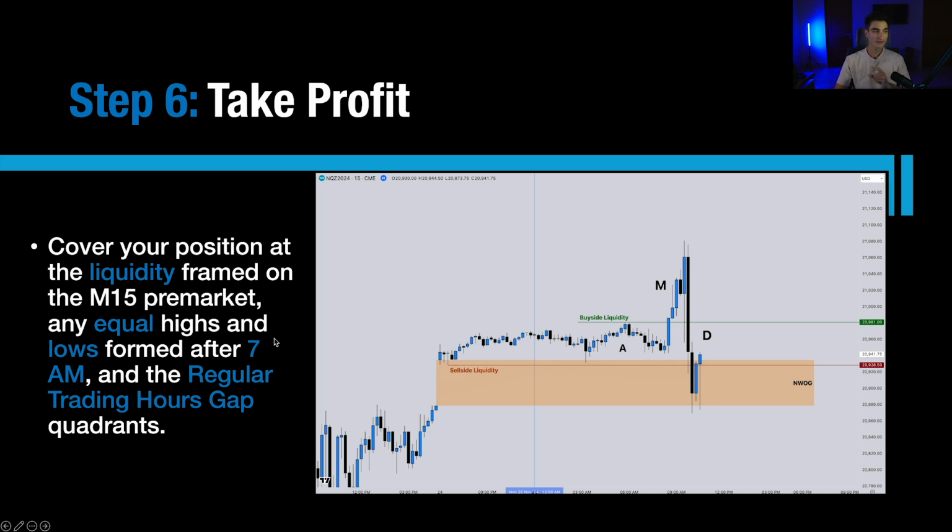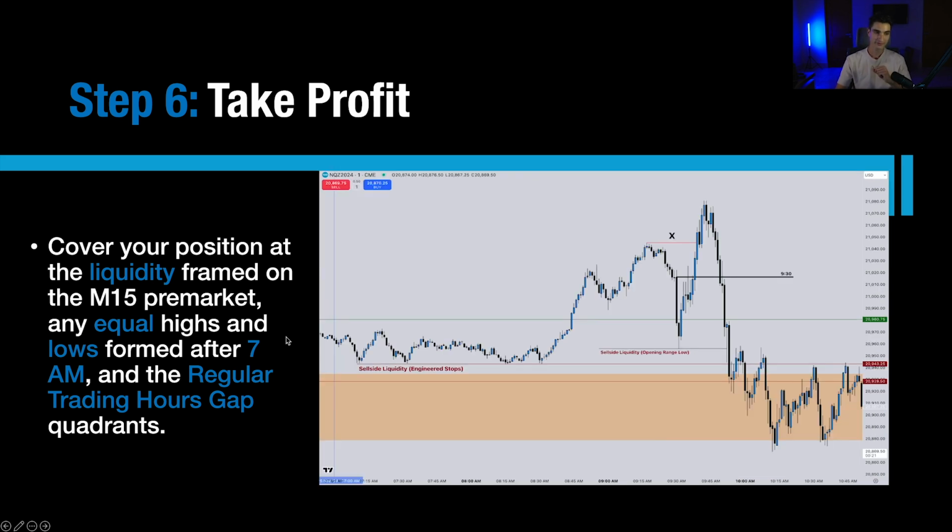Any equal highs and lows formed after 7 a.m. is going to be here. So here I have a line on 7 a.m. Pre-market, the algorithm will start to engineer liquidity ahead of 9:30 so that it can be manipulated, engineered, and run against. What does that look like? Well, when they leave 1, 2, 3, 4, what does retail see? A quadruple bottom, and then it runs higher.